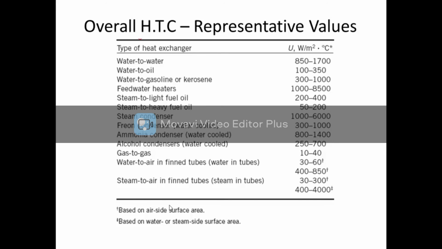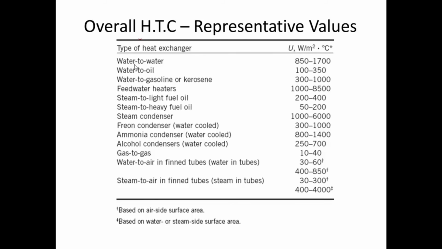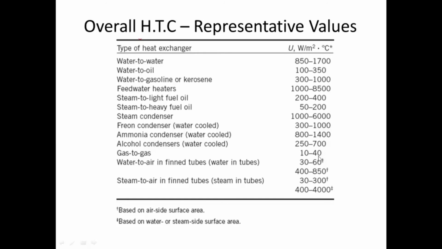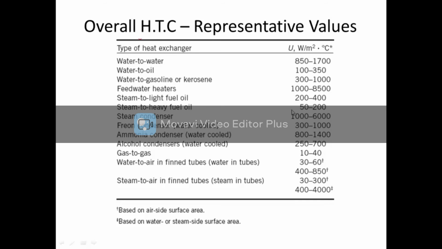Some representative values for the overall heat transfer coefficient are shown here. You can see that the value of U depends on the nature of the fluid. For example, if you have water, we have typical values around 1000 watt per meter square degree Celsius. But for the case of gas to gas heat exchangers, the value is very small, because as we have seen, the convective heat transfer coefficient will be smaller for gases. Also we can see that for cases where there is a phase change, like in a steam condenser, we have a much higher value of the overall heat transfer coefficient.